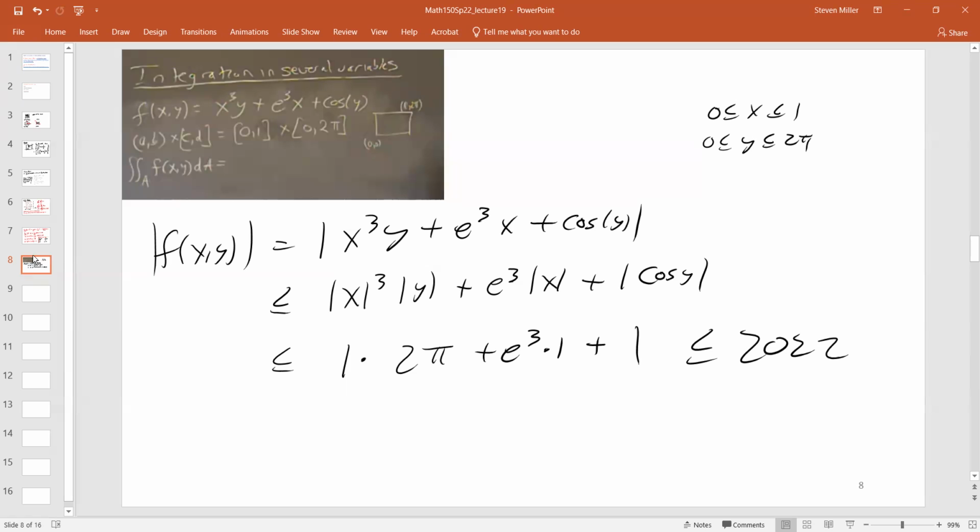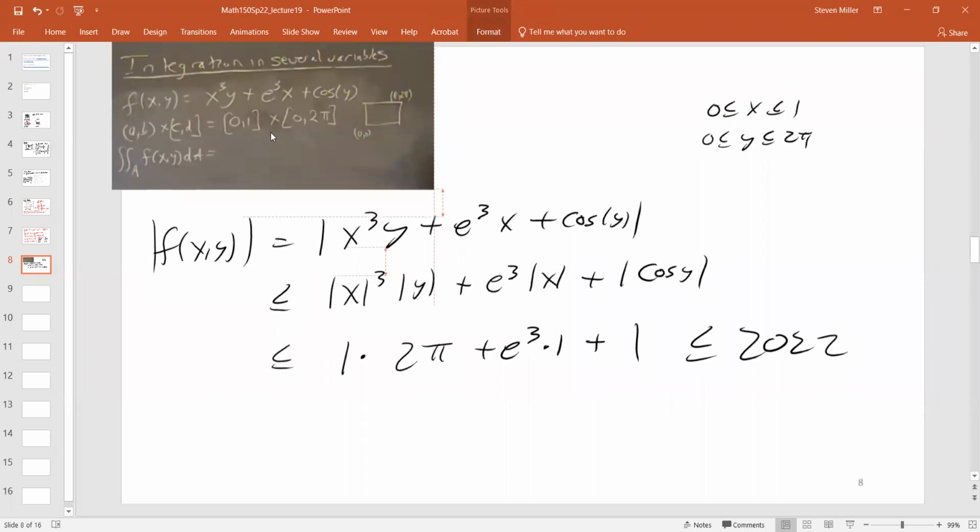It's much less than that, but I don't really want to figure out what is 2 pi plus e cubed. So if I just take something like 2022, that's clearly larger. So I now know that the integral of the absolute value of f over this region is finite. The function is bounded, the region is bounded, it has finite area. I'm in great shape. So now I just have to do the integration. All right?